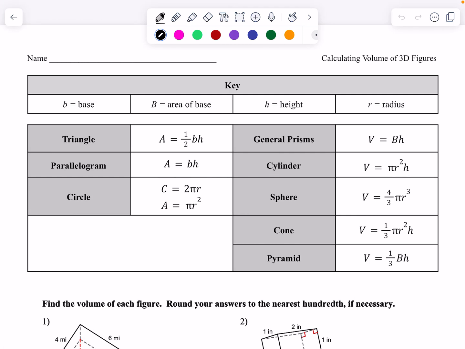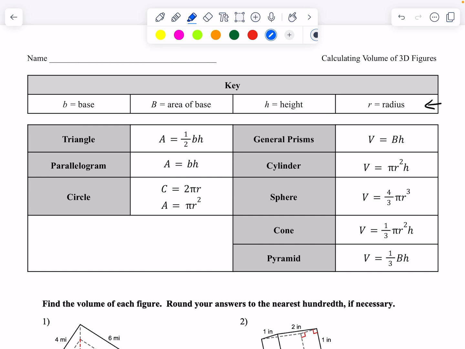The topic of this video is on volume. And while volume has been a previous standard, it is one that we're just going to recap how it works. So you can see that there is a key here at the top for what these variables mean. And then you can also see the breakdown.